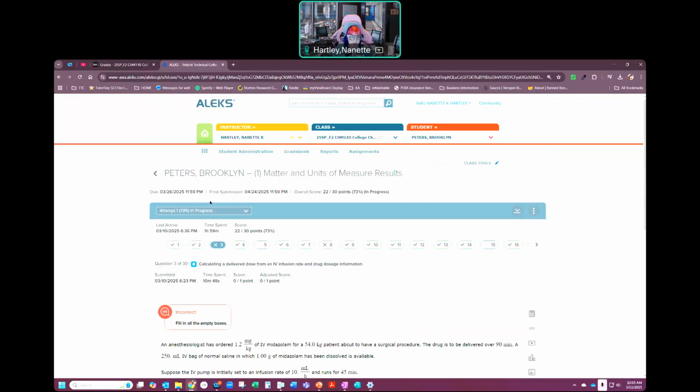we're looking at a question that says, an anesthesiologist has ordered 1.2 milligrams per kilogram of IV midazolam for a 54-kilogram patient about to have a surgical procedure. The drug is to be delivered over 90 minutes. A 250 milliliter bag of normal saline in which 1 gram of midazolam has been dissolved is available. Suppose the IV pump is initially set to an infusion rate of 10 milliliters per hour and runs for 45 minutes.